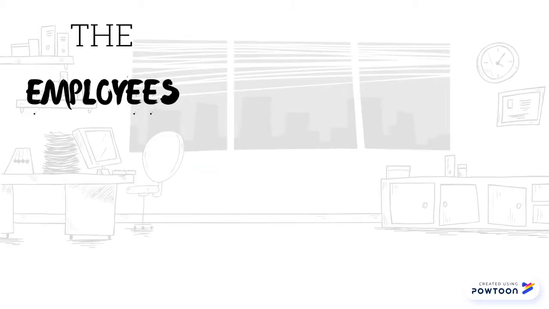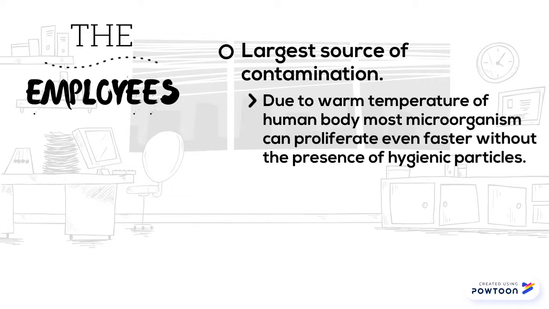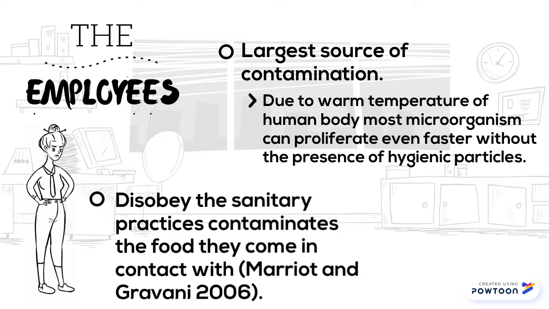Starting off with the employees, they are the largest source of contamination due to the warm temperature of their body, which causes most microorganisms to proliferate even faster without the presence of hygienic practices. Next, the employees usually disobey the sanitary practices, which contaminates the food they come in contact with.